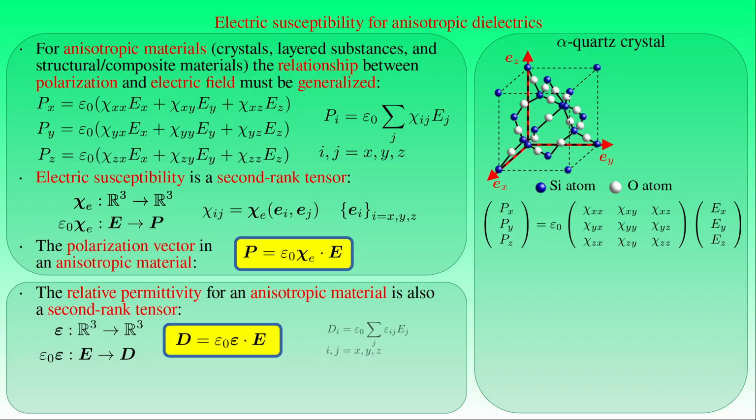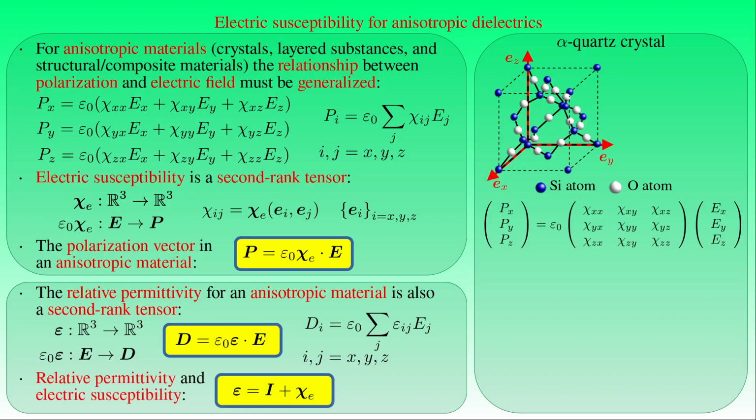This tensor equation can also be expanded in a given Cartesian basis, providing the component equations of the displacement vector D. As a consequence of the tensor interpretation of the relative permittivity and the electric susceptibility for anisotropic materials, we can also generalize the relationship between them and state that the relative permittivity tensor epsilon is equal to the sum of the second-rank unit tensor I and the electric susceptibility tensor chi-e. Or in a basis expansion, the components epsilon sub ij of the relative permittivity tensor are given by the sum of the Kronecker delta representing the components of the unit tensor, and the components chi sub ij of the electric susceptibility tensor.